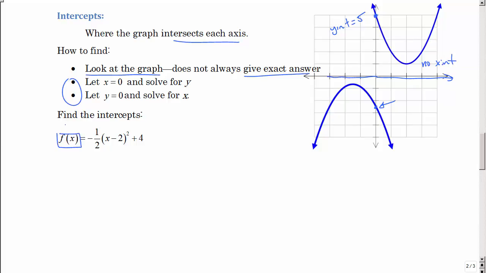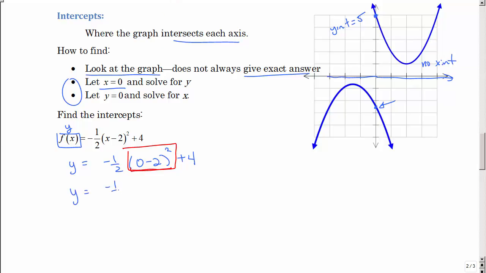First of all, this symbol again is the same as y. So in order to find the y-intercept, we're going to let x equal 0. And that is always the easiest one. You just need to make sure you follow the order of operations. So you're going to do this before you multiply.